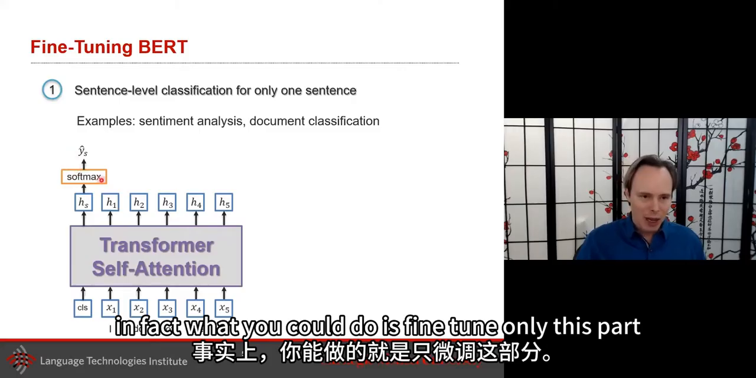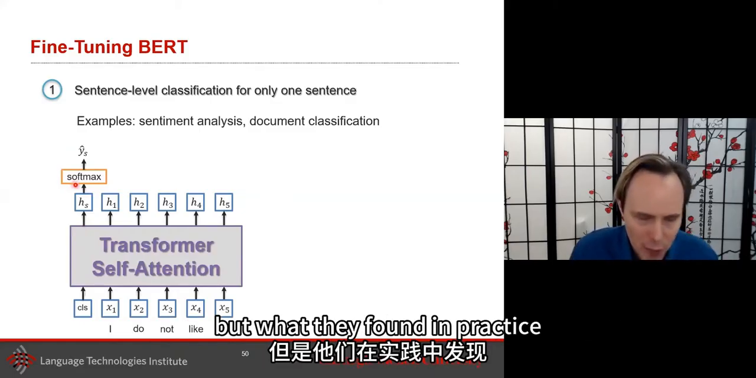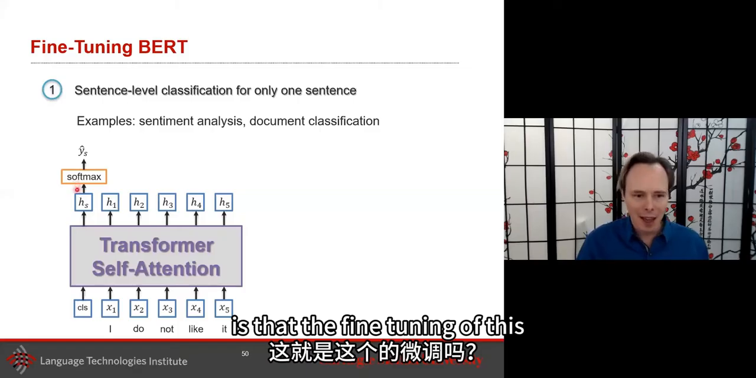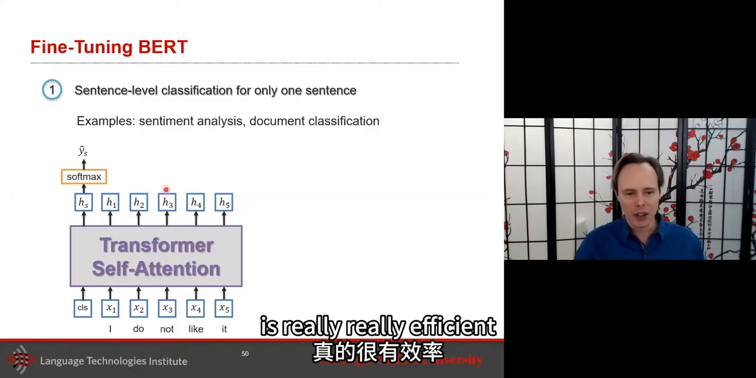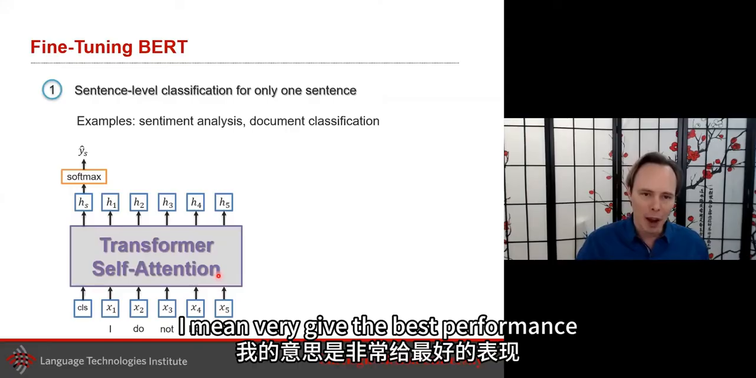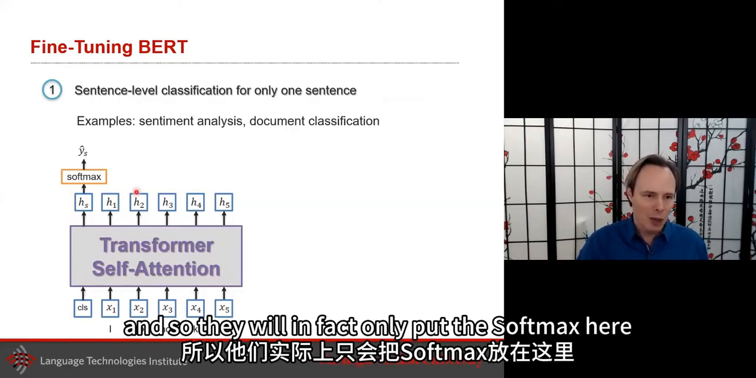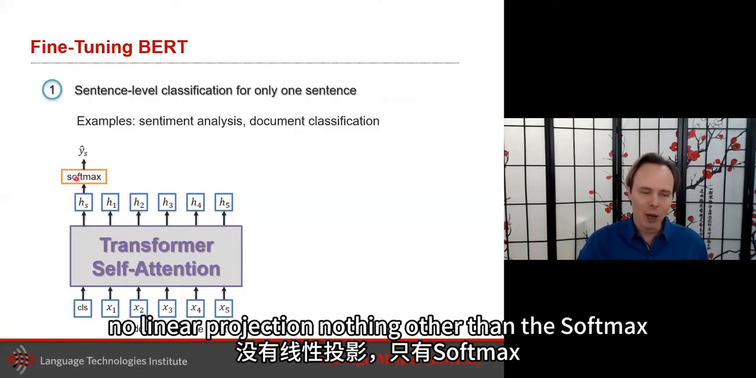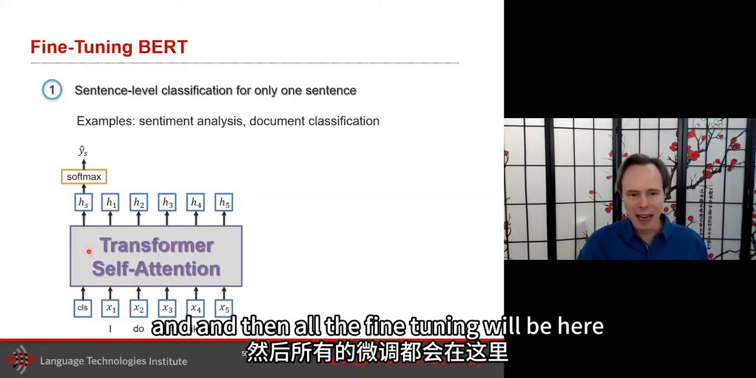In fact, what you could do is fine-tune only this part, but what they found in practice is that fine-tuning of this is really, really efficient, giving the best performance. And so they will, in fact, only put the softmax here, no linear projection, nothing other than the softmax. And then all the fine-tuning will be here.